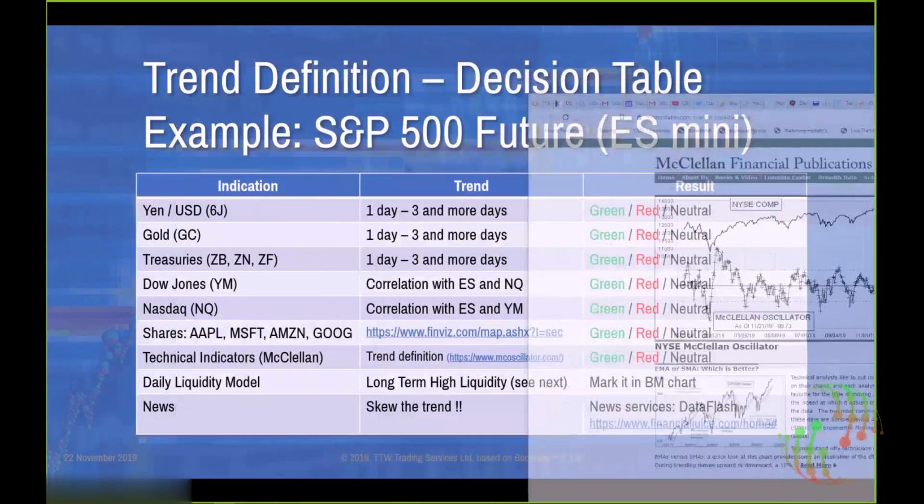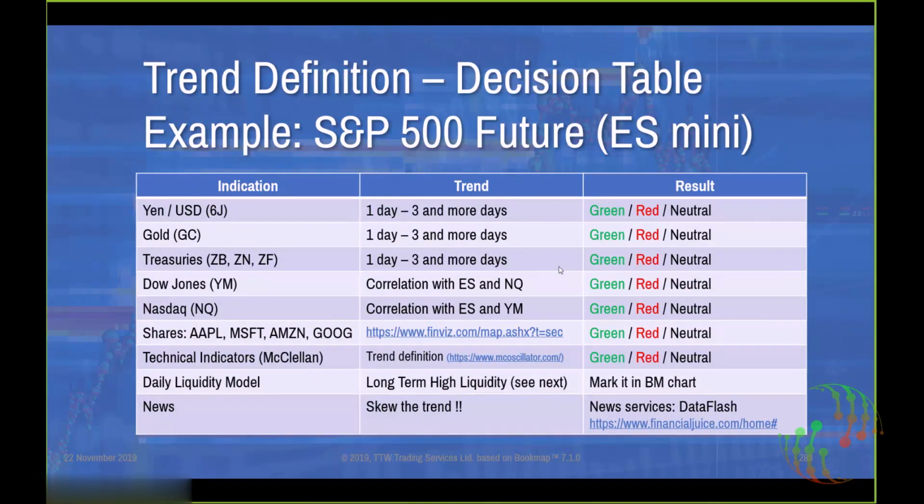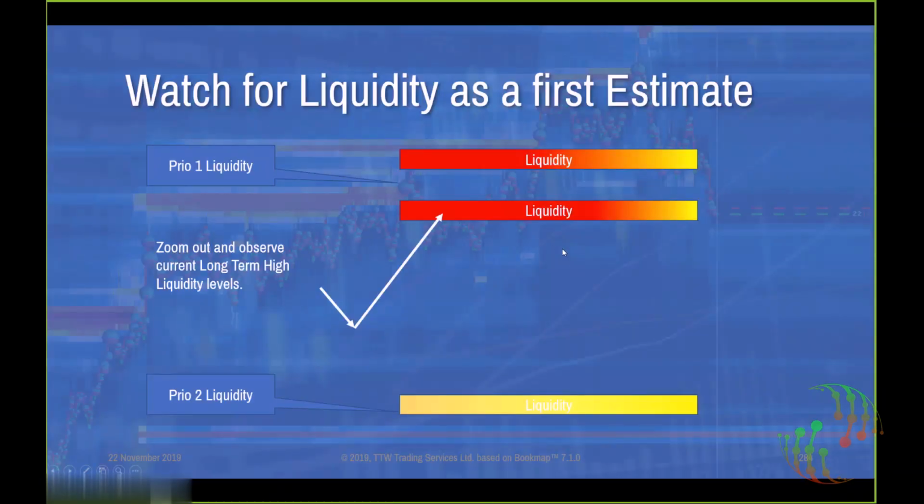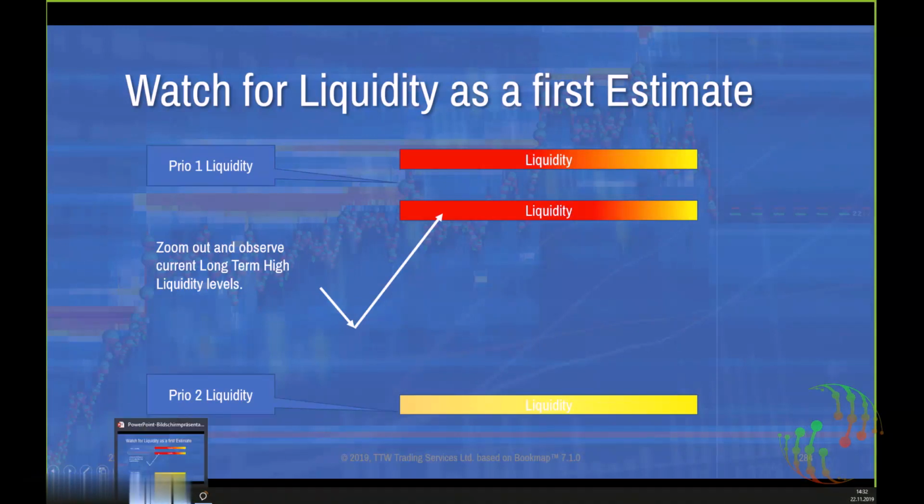So what we see overall in the preparation of our daily trading is that the ES is weak. We have more chances for downside than for the upside at the moment. And please think about that news can skew the trend. If anything happens, all this what we have on our chart and our decision table is past. What we talked about yesterday also, watch for liquidity as first estimate. That's what I mentioned before.